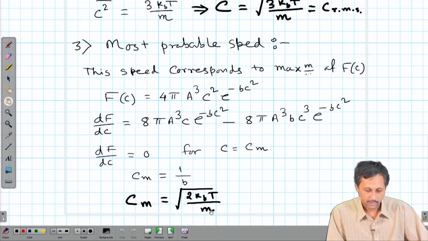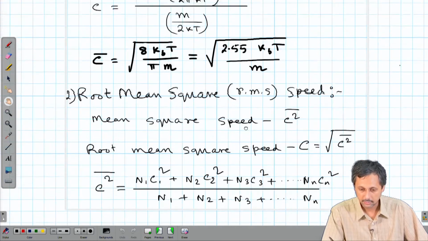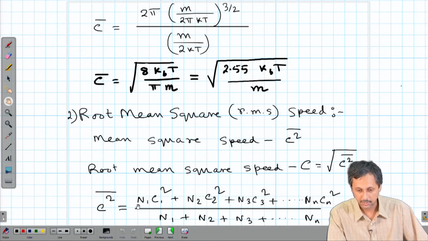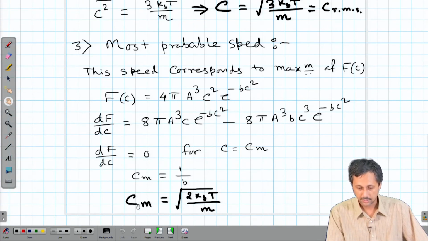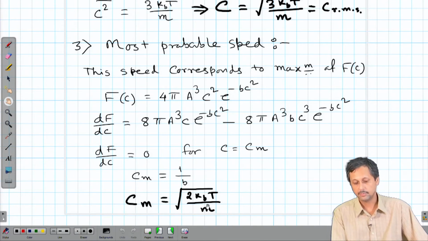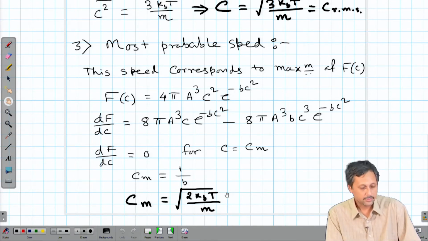Okay, now I think we just have to make a small correction: b square will be m by 2 kT. Yes, perfect, so it was right. So, b is this, so b square will be m by 2 kBT, perfect. So, we get all three expressions.